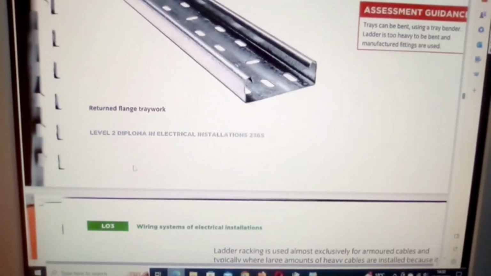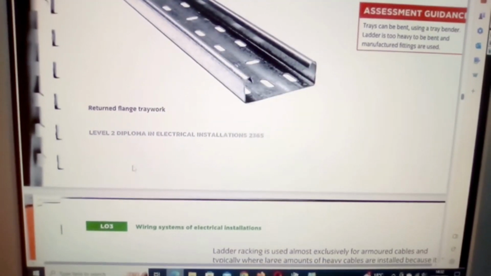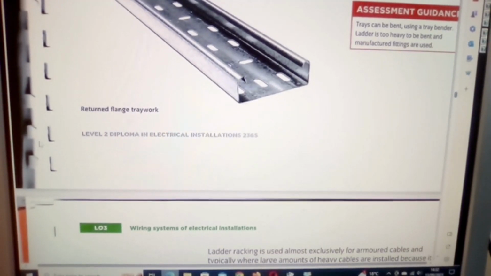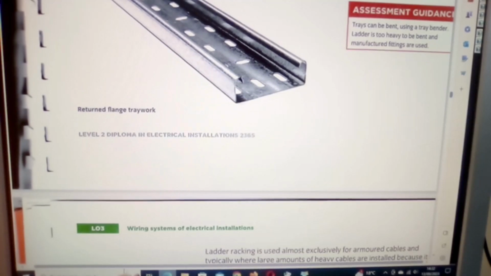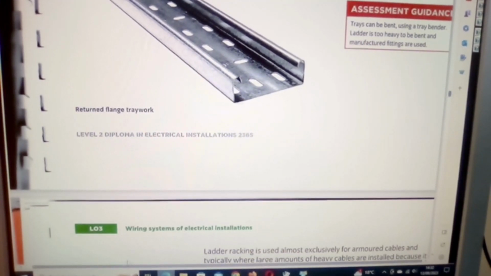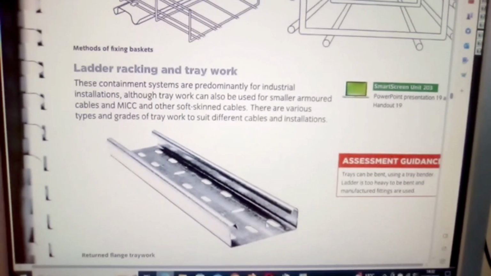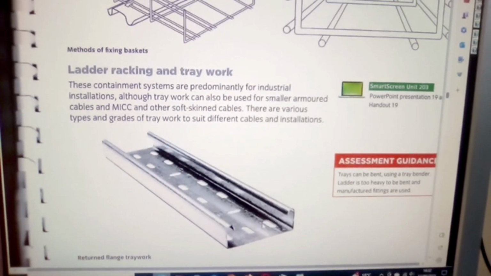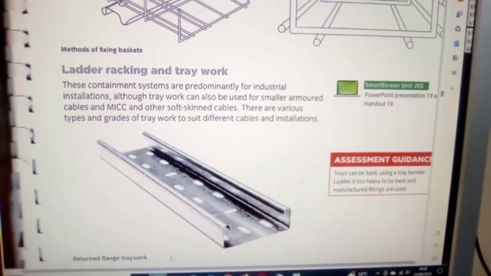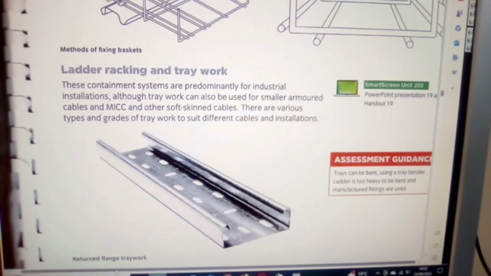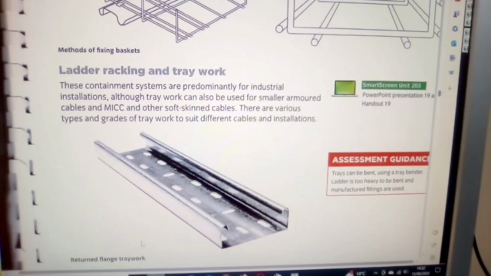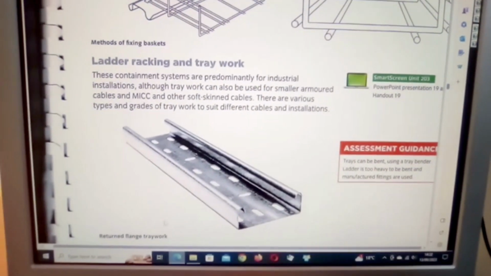Different types of trays. Have I missed them out? One second, let me just see if I've moved the angle somewhere. Okay, next, I'm just looking at this a little bit over my edge, but I'm not going to stress too much on that, because the main thing that you can see is assessment guidance, okay.